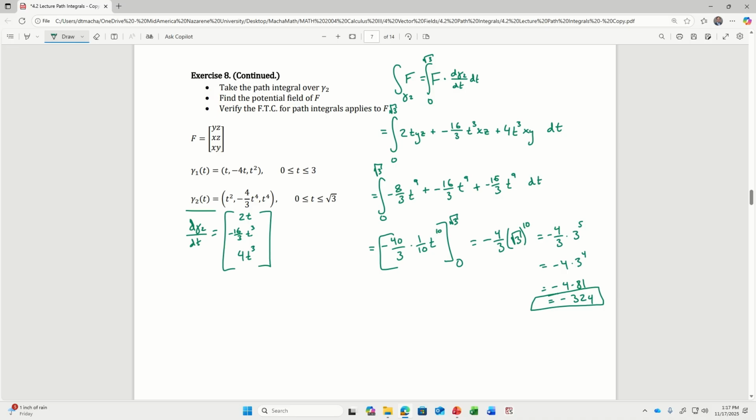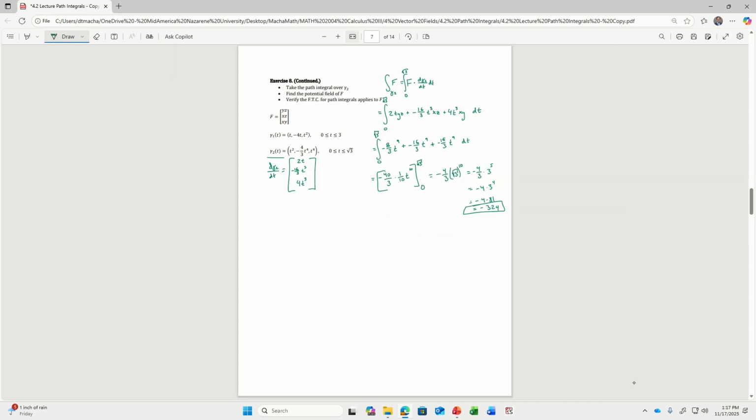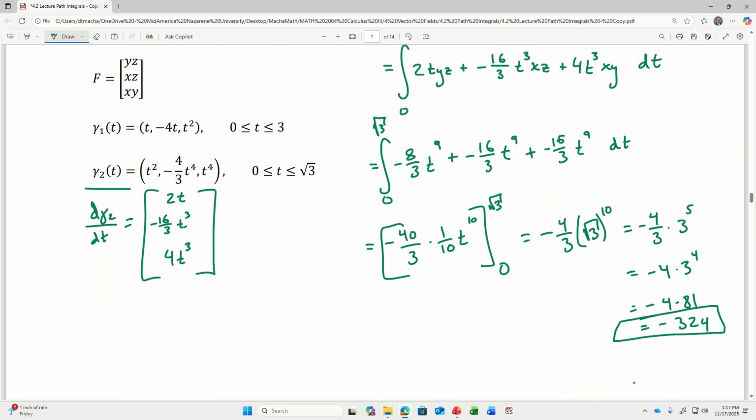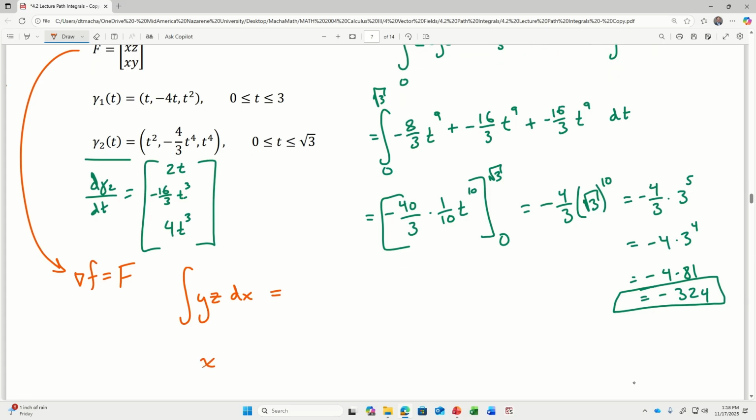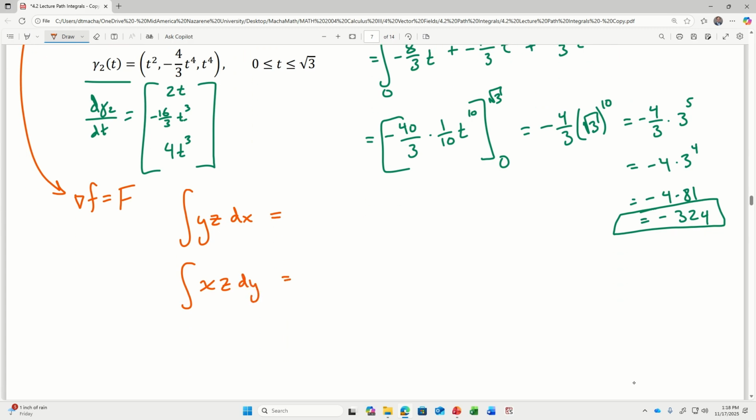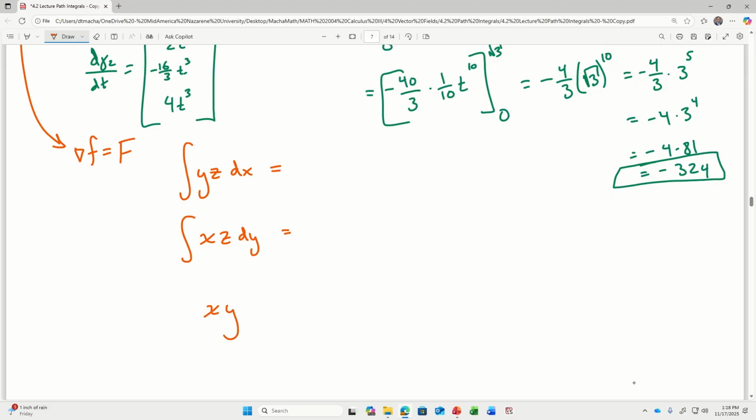Find the potential field. So we know how to find potential fields after last class. The next bullet point says find the potential. And here we go. Since I know that the gradient of my potential field is this vector field f, that means I should be able to take this yz and take the antiderivative with respect to x and get back my potential field. And I should be able to take my xz and take the antiderivative with respect to y and get back my potential field. And then the last entry is xy, and if I take the antiderivative with respect to z, I should be able to get back my potential field.